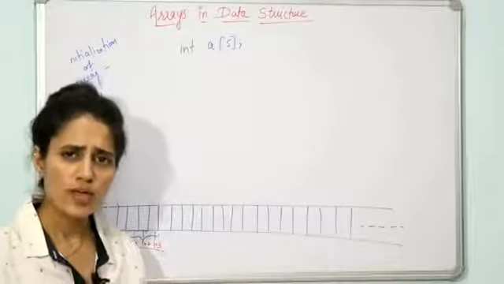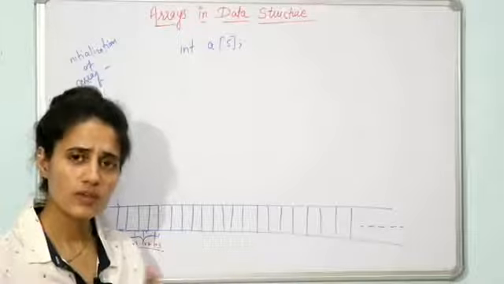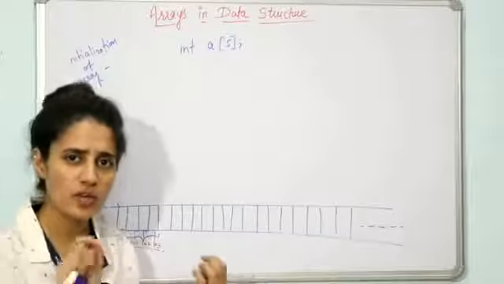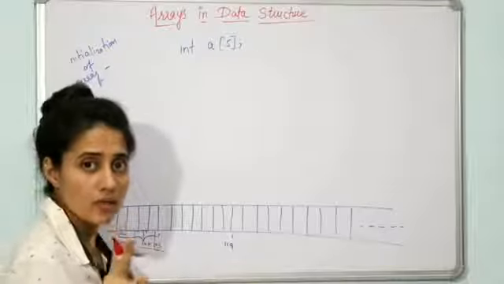Although there is a concept of dynamic array, we will discuss those things later. What is a dynamic array, what is a linked list, something like this. In this video I am discussing only the fundamentals of arrays. So now we will see how an array can be initialized at compile time.